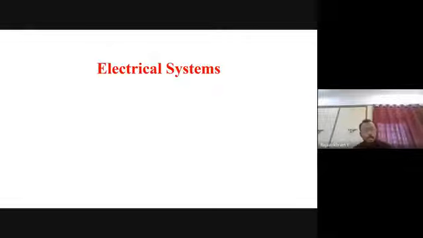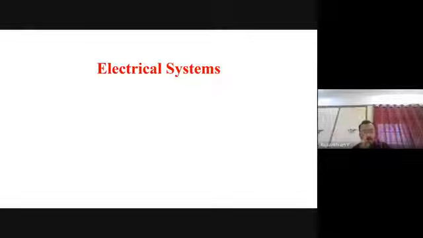What is meant by voltage? The force required to move the electron in the conductor, or it may be in the semiconductor, that force is called voltage. So the flow of electrons in a conductor is called current, and the force required to move the electron is called voltage. So this is the overview of the electrical system. We will move to the next slide.